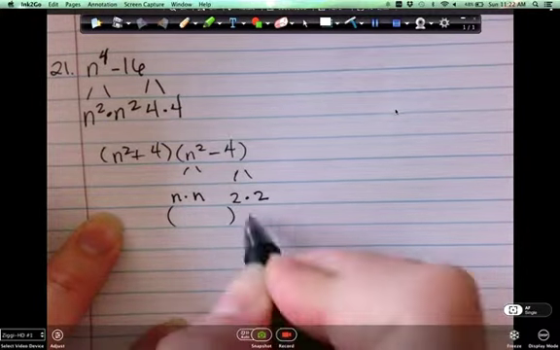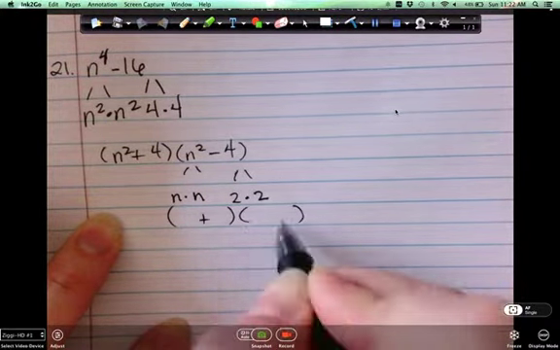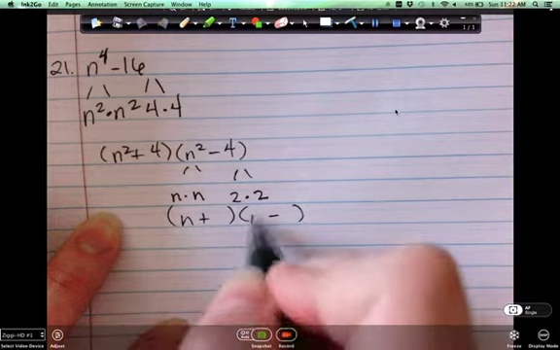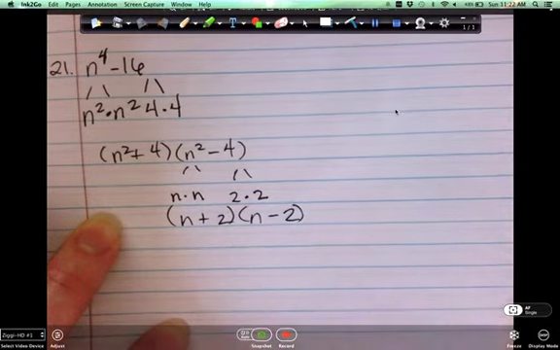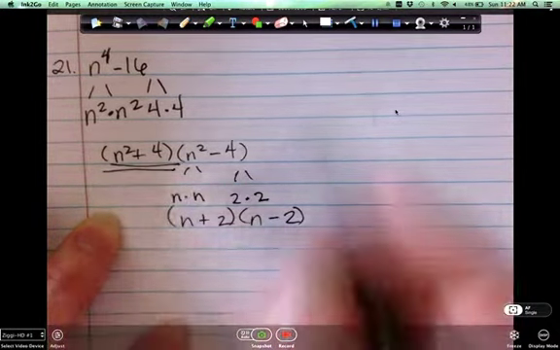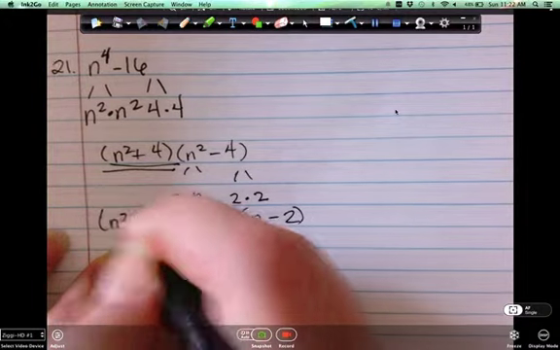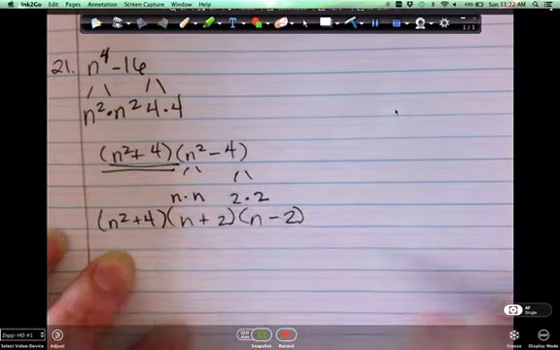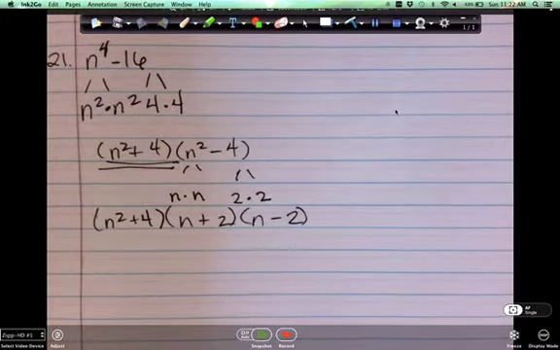So again, I'm going to do my two sets of parentheses with my plus and my minus sign. I'm going to bring down my n's and bring down my 2's. Now, keep in mind, this prime one from up here, I've got to bring that down too. So this final answer has 3 sets of parentheses in it, and this is fully factored here.